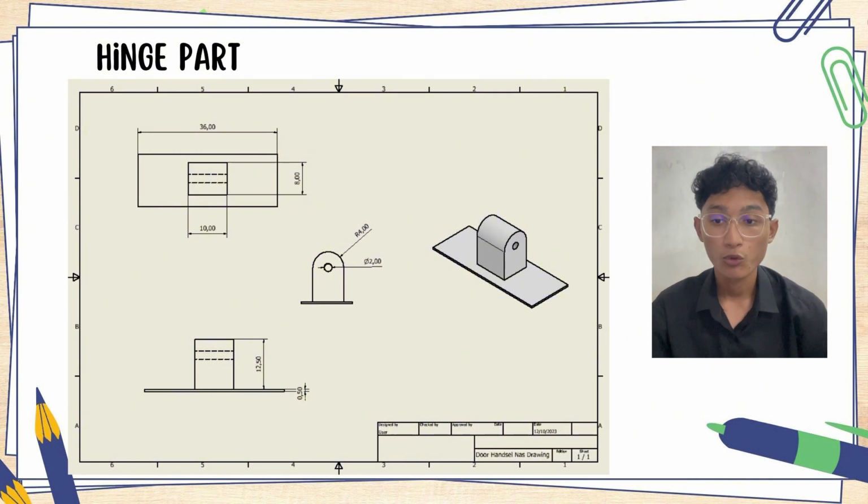Then on the top we sketch a small rectangle, 8 mm and 10 mm. Then extrude to the top 12.5 mm. Then fillet the top 4 mm. Then make a small circle, diameter 2 mm, and thread the circle.